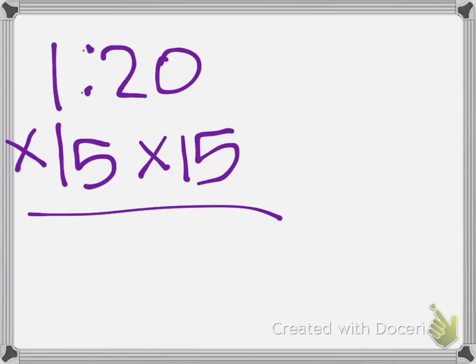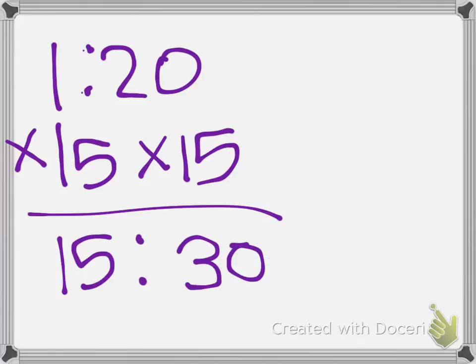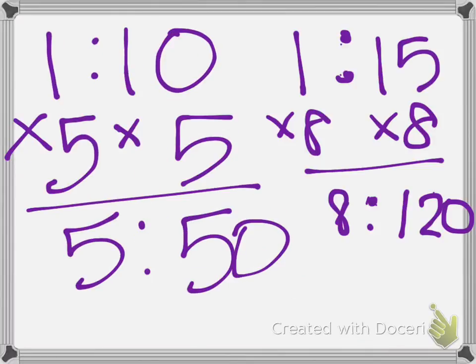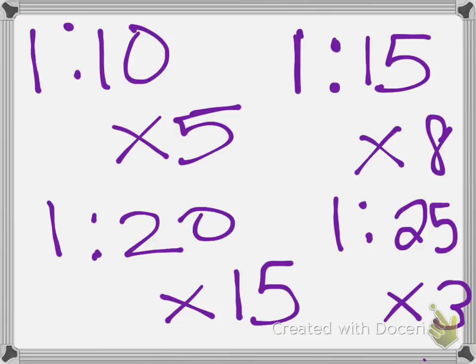And as we can see, 1 times 15 is 15. 20 times 15 is 300. So guys, basically for these ratios, you must know all your multiplication facts or it's going to be really hard for you guys. So please, please know your multiplication facts if you want to do these ratio problems, even for word problems, which is going to be coming up in our next videos.